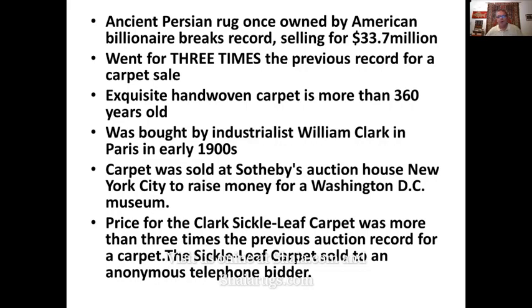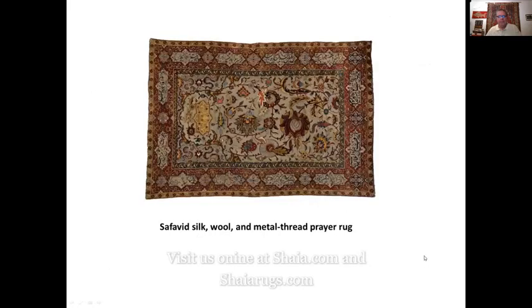Exquisite hand-woven rug more than 360 years old. And it was bought in the early 1900s by William Clark in Paris. And then the carpet was sold at Sotheby's auction house in New York City to raise money for the DC Museum. The price for the sickle leaf carpet was more than 3 times the previous auction record. And it was sold to an anonymous telephone bidder. So we don't know actually who bought it, but unbelievable.